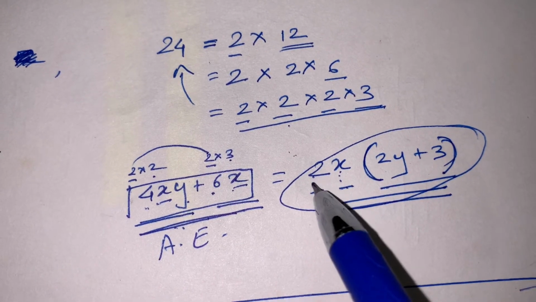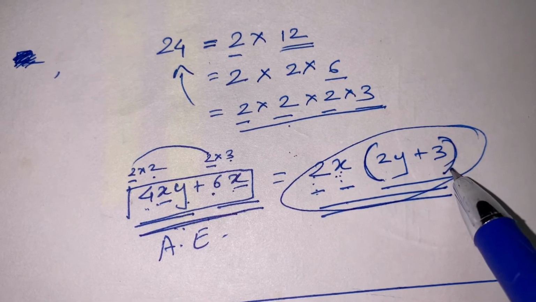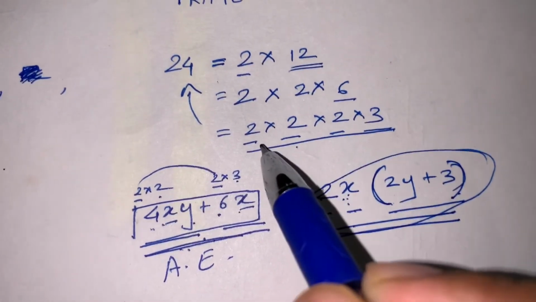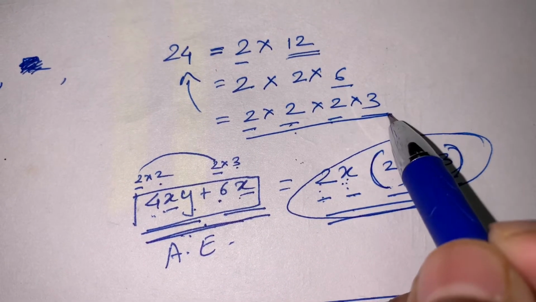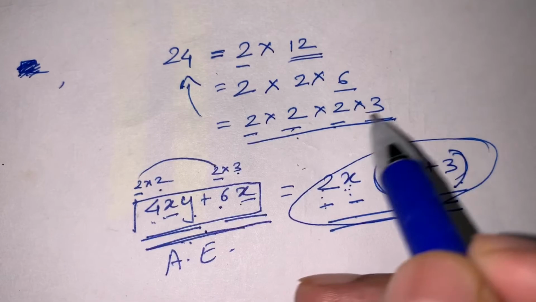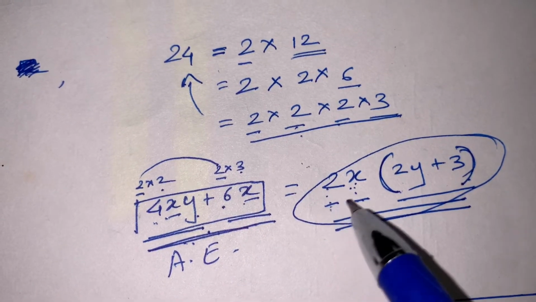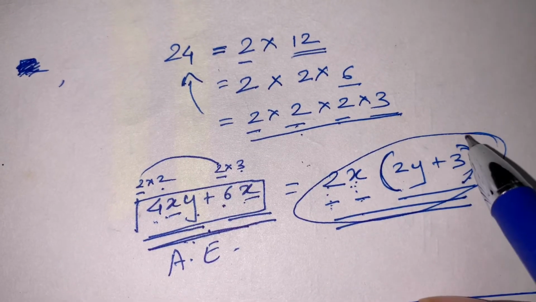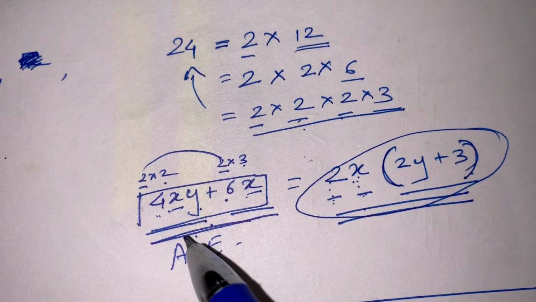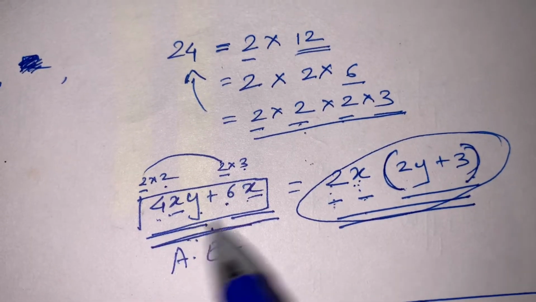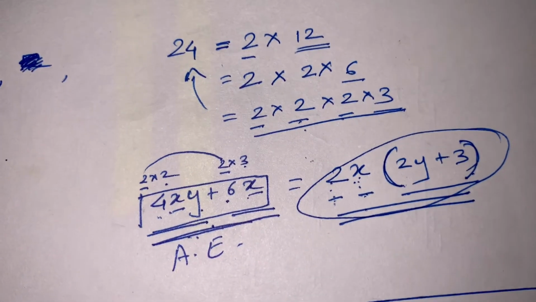It means if I multiply 2x with this bracket, I will get this answer. Just like here, when I multiply 2 with 2, again with 2 and then with 3, I get the number 24. So all these are prime factors of 24. Similarly, I multiply 2 with x and this with 2y plus 3, then I get this as the answer. So therefore they are factors of this algebraic expression.